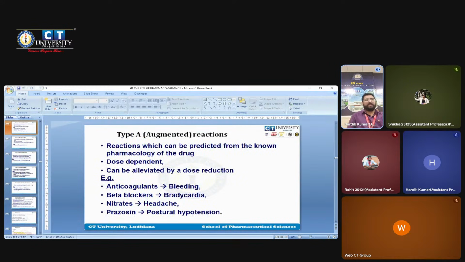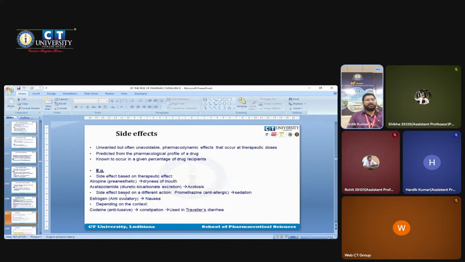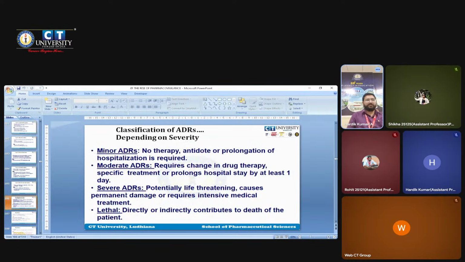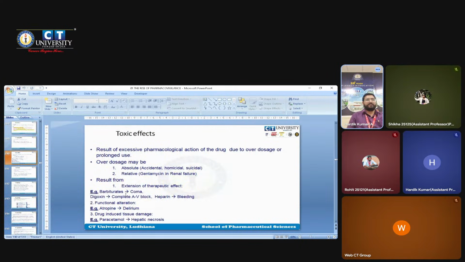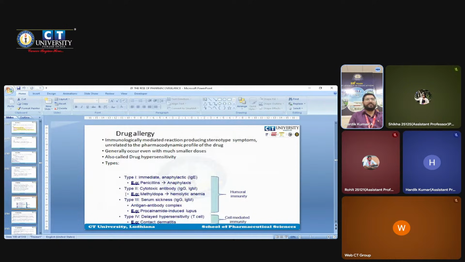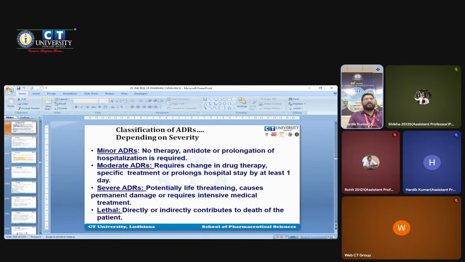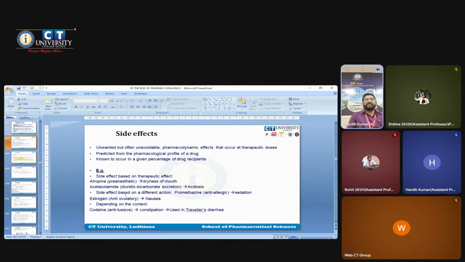These are some common terms, like side effects, which are unwanted but often unavoidable pharmacodynamic effects that occur at therapeutic doses, predictable from the pharmacological profile. For example, atropine causes dryness of the mouth; acetazolamide causes acidosis; and codeine causes constipation, but it is used in traveler's diarrhea.